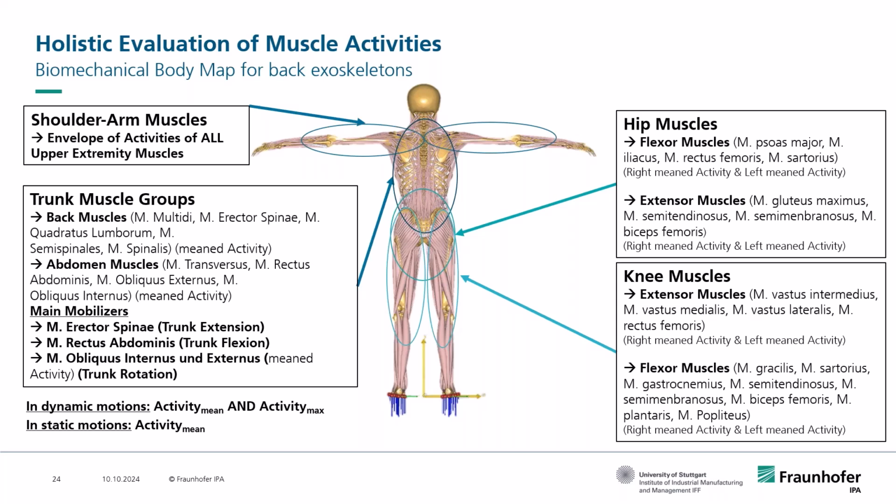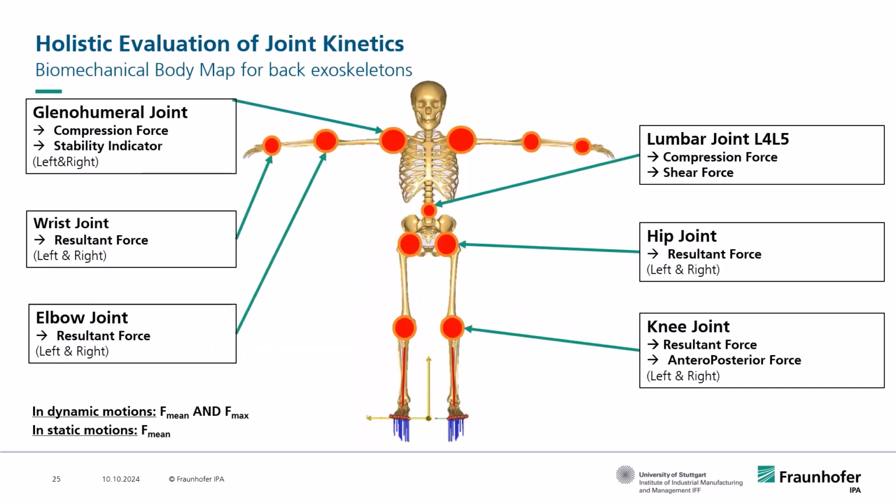So as mentioned, the system offers you an opportunity to have a holistic look on muscle activities and also joint kinetics. And therefore we developed a biomechanical body map for the joint kinetics and summed up just relevant joint kinetic parameters from our perspective, which should be considered if you evaluate back exoskeletons in specific motion sequences.